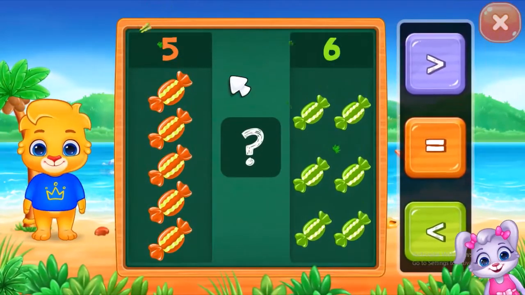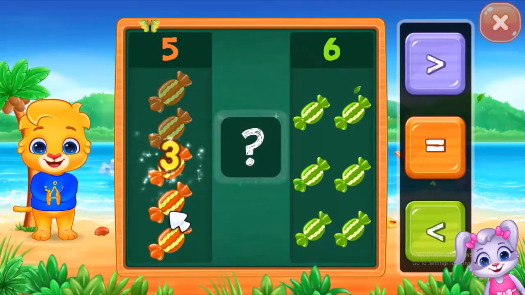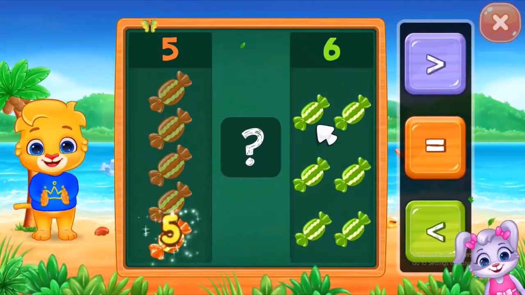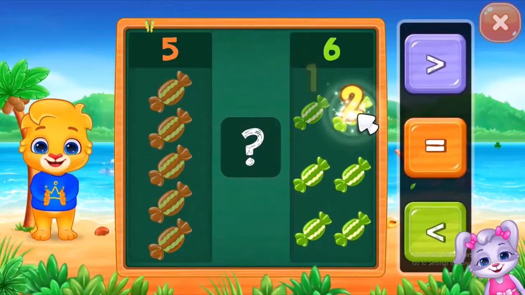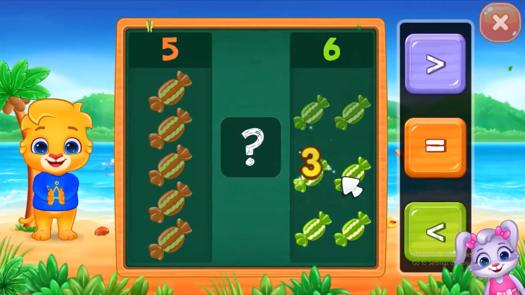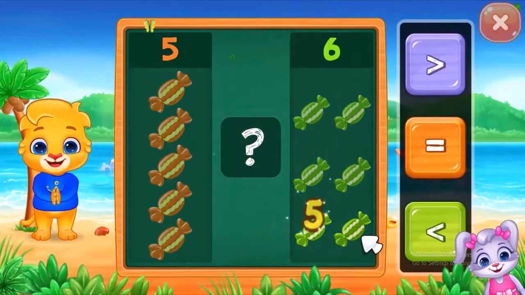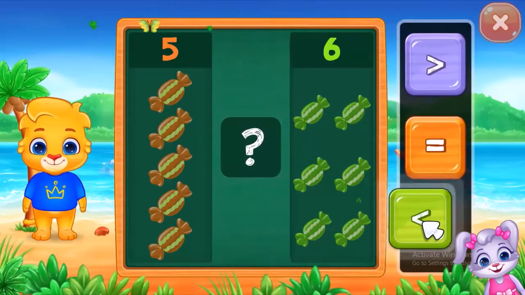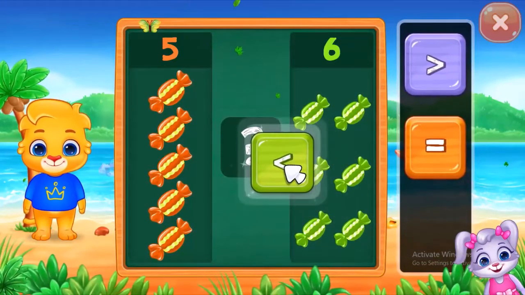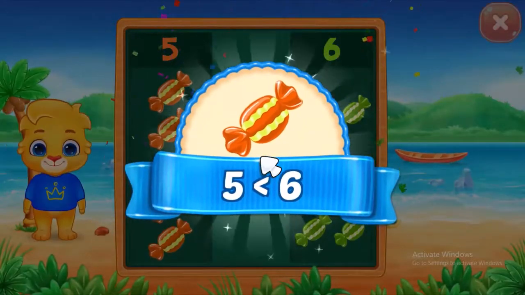Chocolate. 1, 2, 3, 4, 5. 1, 2, 3, 4, 5, 6. Less than. Woohoo! 5 is less than 6.